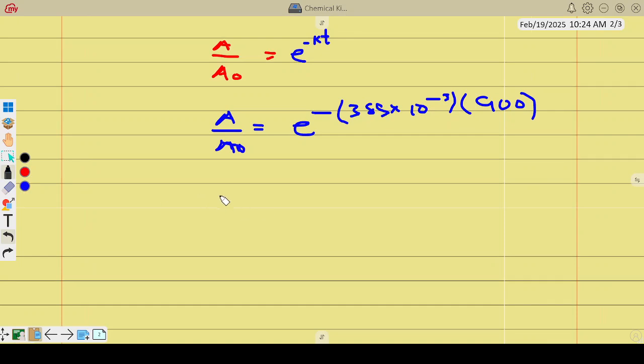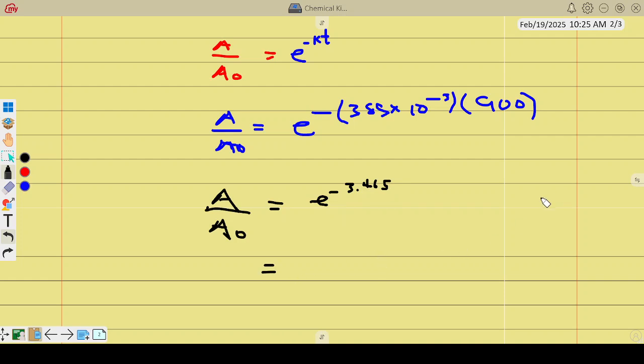So now, what do you get when you simplify? A over A naught is equal to negative, this caffeine. First let's simplify what's on top there. Let's say 3.85 times 10 to the power negative 3. We multiply by 900, so it means we have negative 3.465, and then we evaluate this.